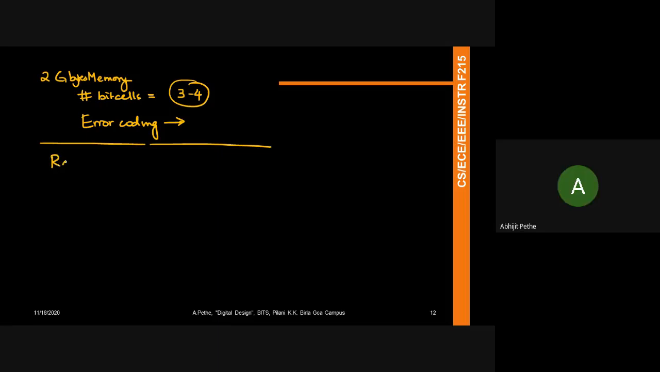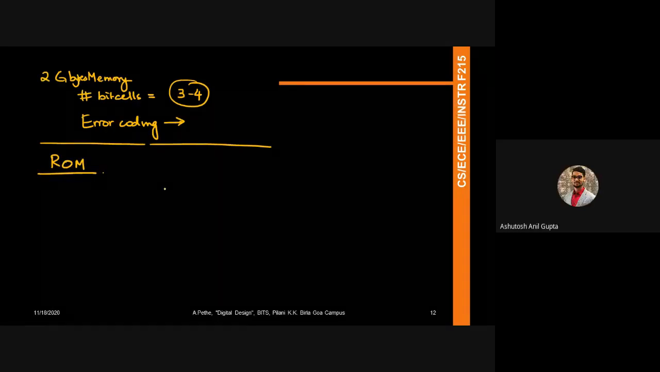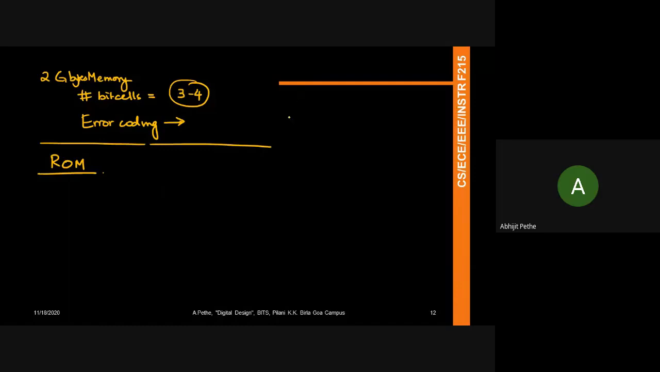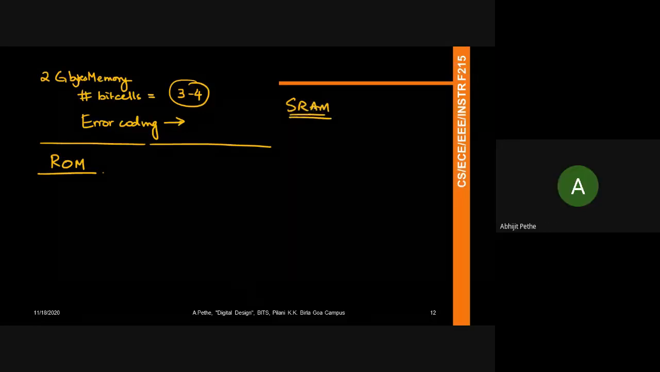Okay, so let's now talk about ROM. So you said SRAM. What does S stand for? Static random access memory. There is a DRAM as well, dynamic. DRAM is dynamic. Yes.